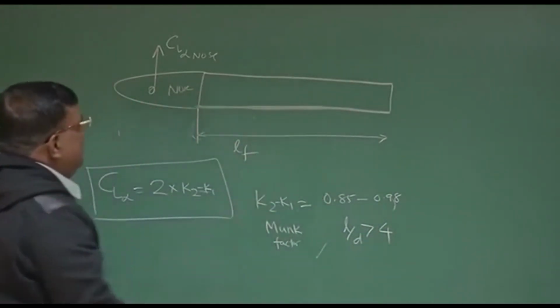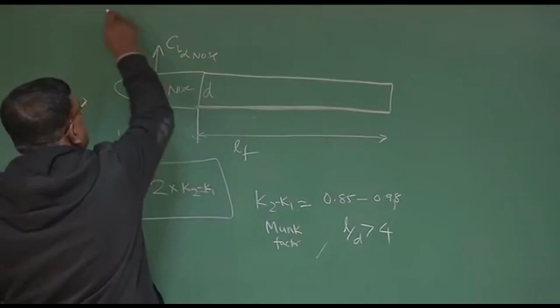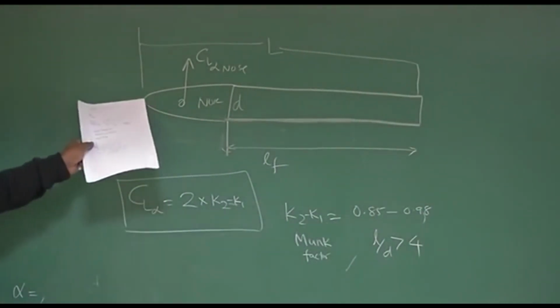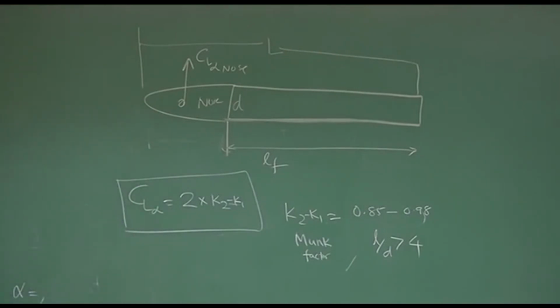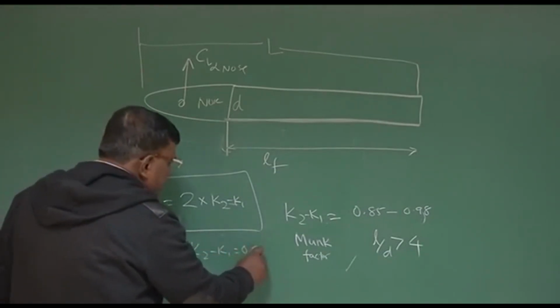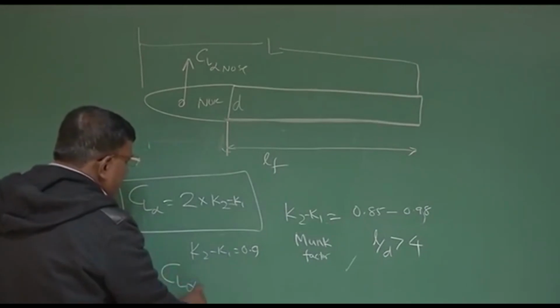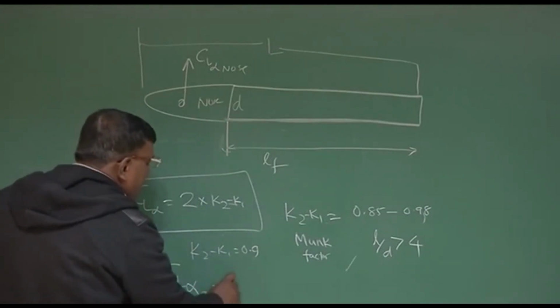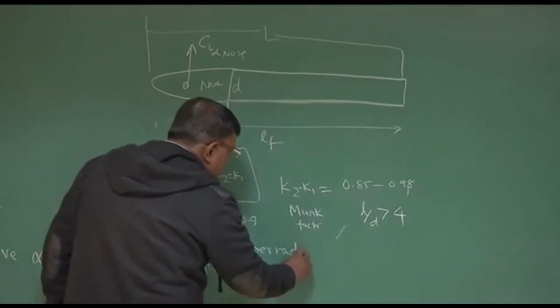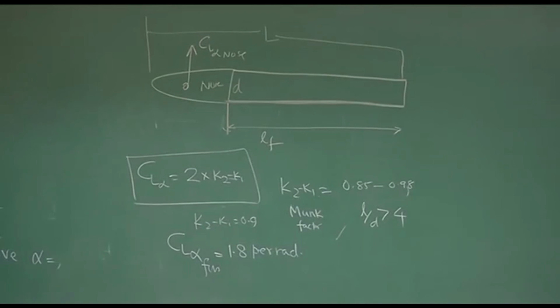If the length to diameter, this is a diameter, if the length, total length, the fuselage and this nose included, if L by D is more than 4, then it is fair enough to take K2 minus K1 as 0.9. So CL alpha of the fuselage, you will get around 1.8 per radian. For the subsonic case, you will find that many of the books or many of the designers take it as 2 per radian. Okay?